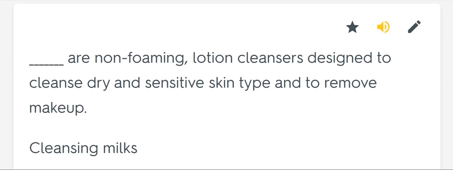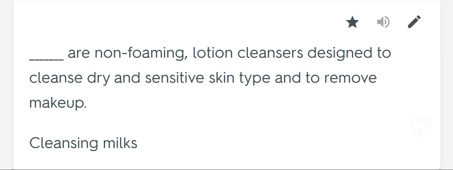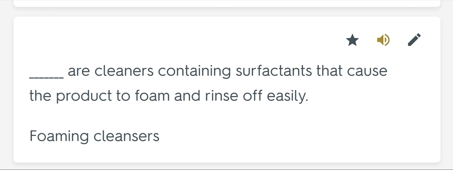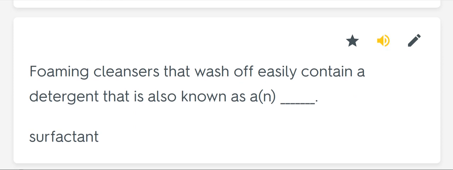Cleansing milks are non-foaming lotion cleansers designed to cleanse dry and sensitive skin types and to remove makeup. Foaming cleansers are cleansers containing surfactants that cause the product to foam and rinse off easily. Foaming cleansers that wash off easily contain a detergent that is also known as a surfactant.